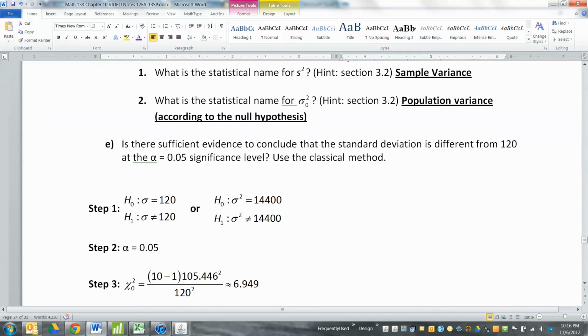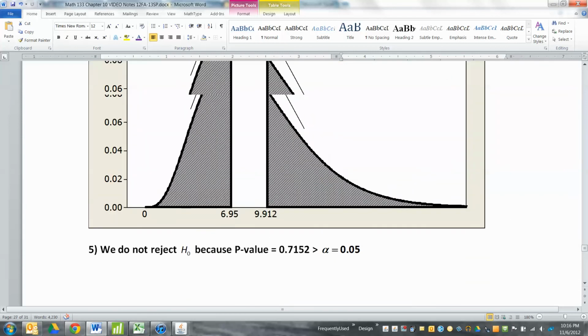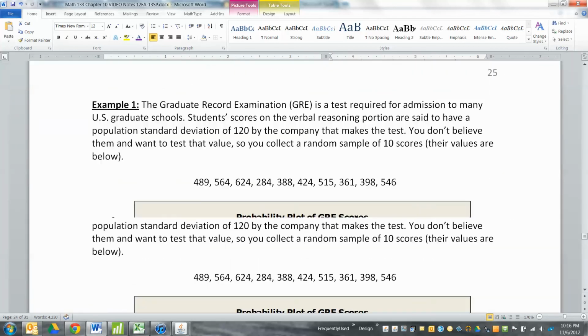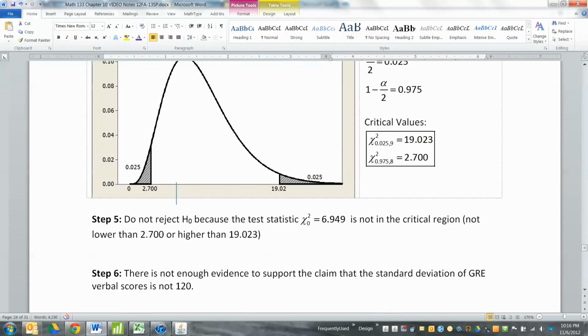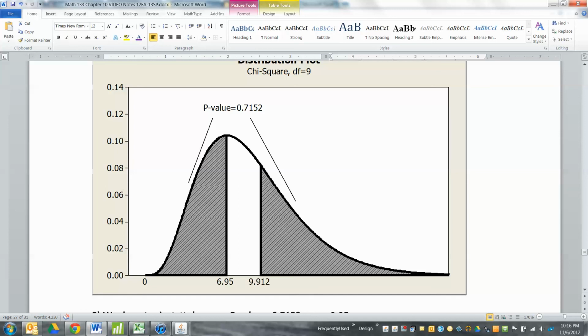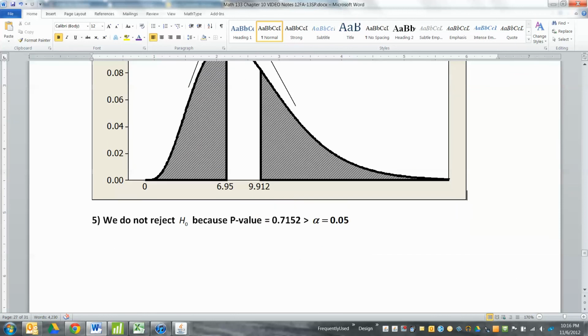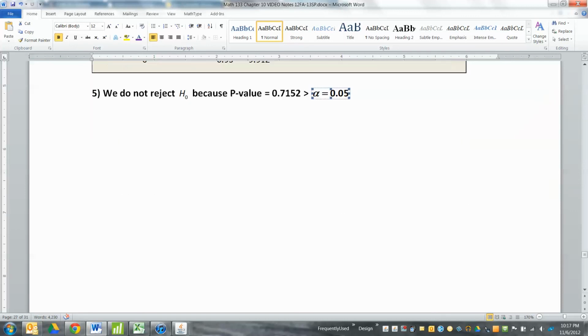But that's okay. You still need to draw a picture by hand just to have a sense of what's going on. So if you draw this picture right here, you can see that's where the 6.94 whatever comes from. Hold on. There's the 6.95, a little bit further over than where I drew it. And there's 9.92. Don't worry about that. The only part is that you notice that there's two tails because it's a two-tailed test. And the p-value for both tails put together is 0.7152. So we do not reject the null hypothesis because that p-value is much, much higher than our alpha.